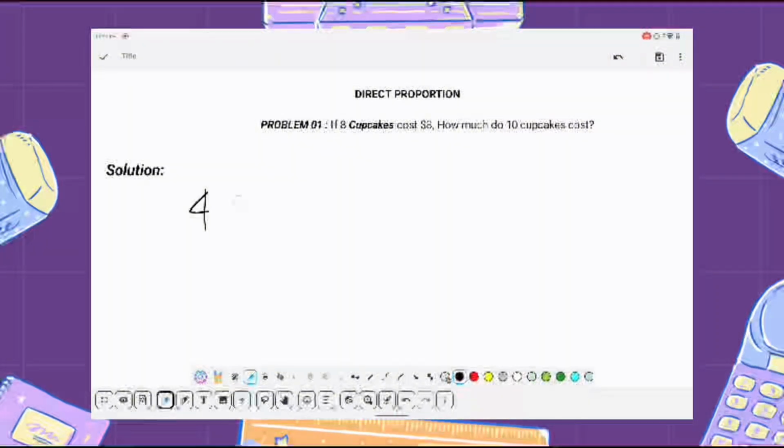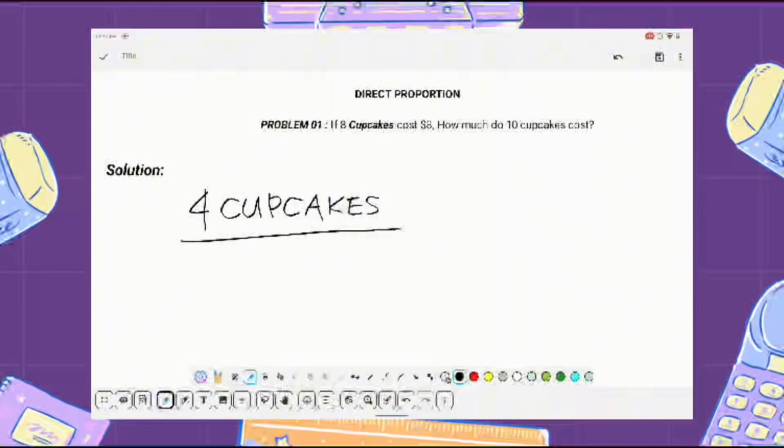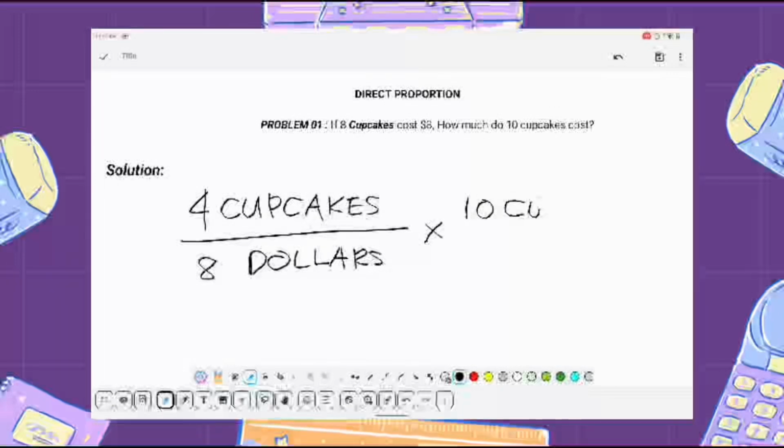Here, 4 cupcakes cost $8. So how much do 10 cupcakes cost? To solve, let's multiply 4 times x, 4x, and 8 times 10 equals 80. So to solve this, we need to cross multiply. 4x equals 80. Divide both sides by 4: x equals 20. So 10 cupcakes cost $20. Watch for the solution.